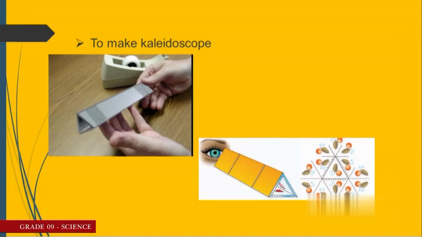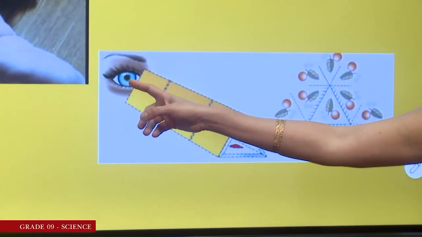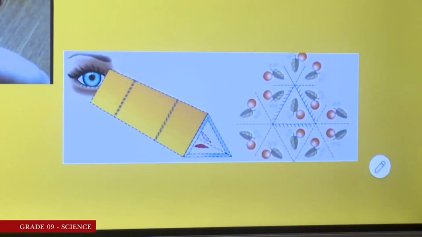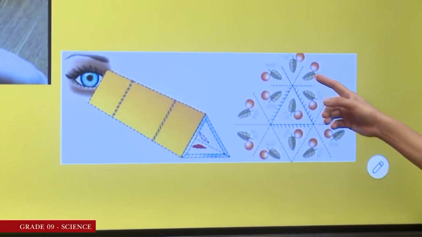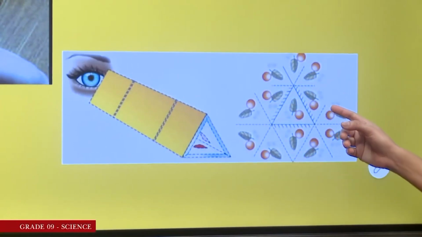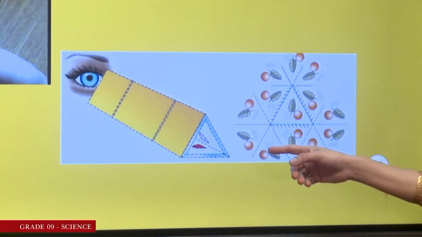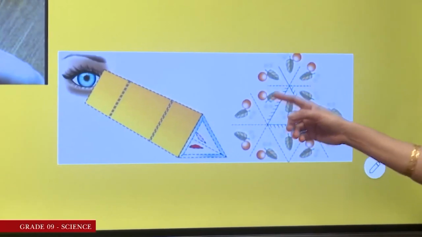Then insert some flower petals or some colored pieces of paper inside it, and then you can observe from this side. Then you will be able to see a pattern like this. Remember, this is again multiple images.